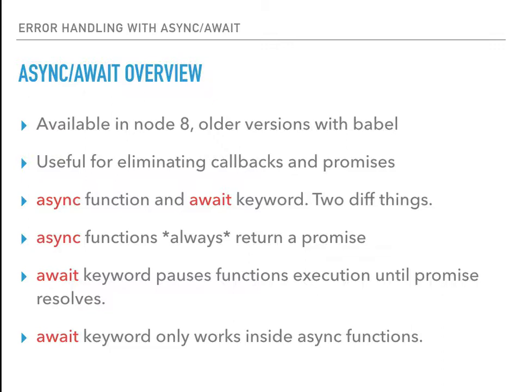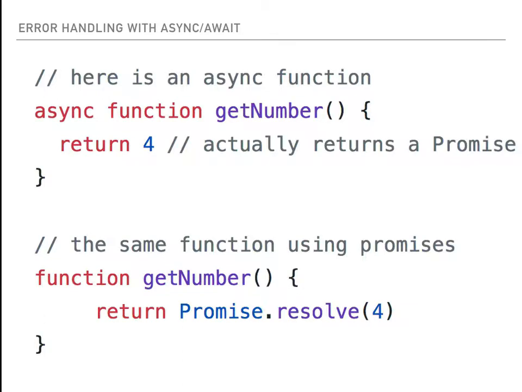There's an async function and an await keyword. Async functions, as you'll see, always return a promise, and then the await keyword will pause execution in that async function until the promise resolves. Let me show you an example of that.